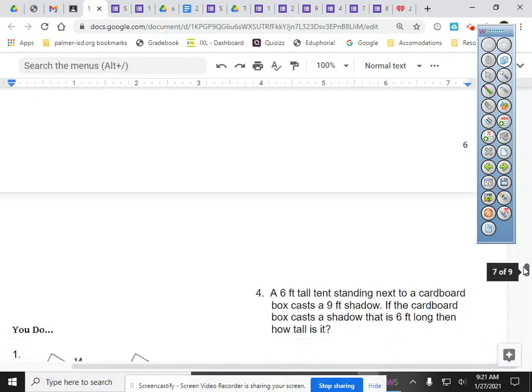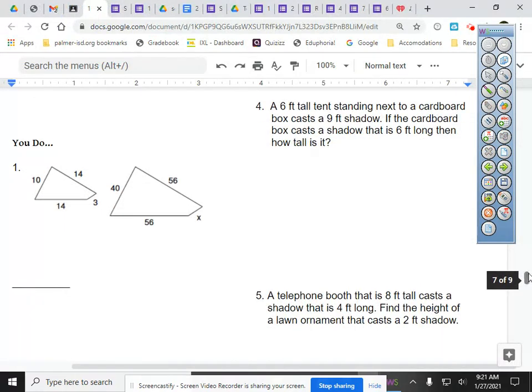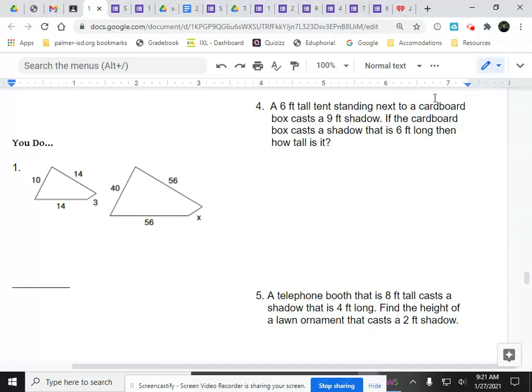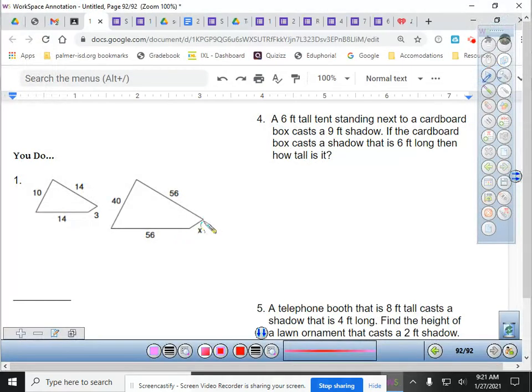Okay. So on to the you do. We're going to talk about a few things before I turn you loose to do it on your own. First of all, on number 1, you see the X? That means you have to use what number? The 3. However, there are other numbers you can choose from. You can either use 10 and 40 or 14 and 56, whichever one you prefer. You got me on that? Yes, ma'am.